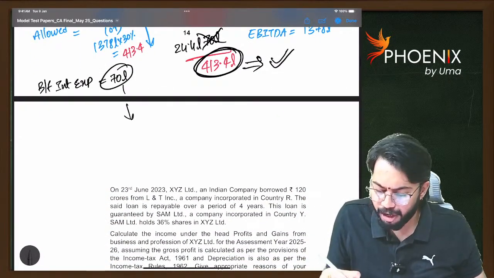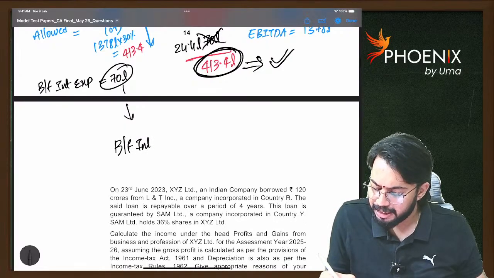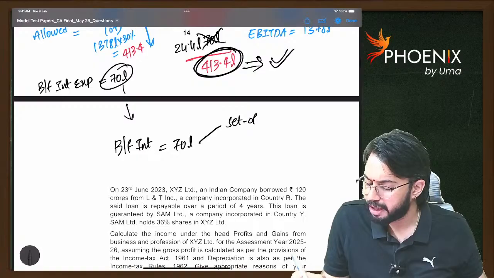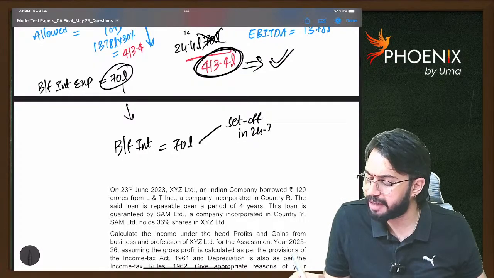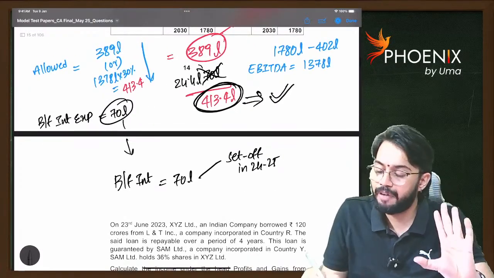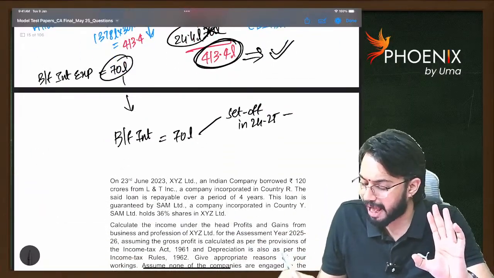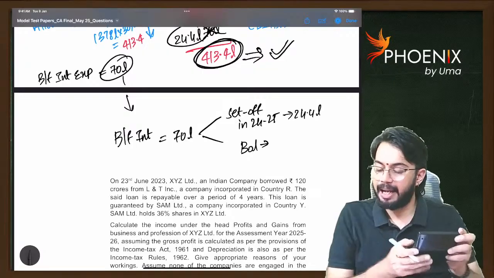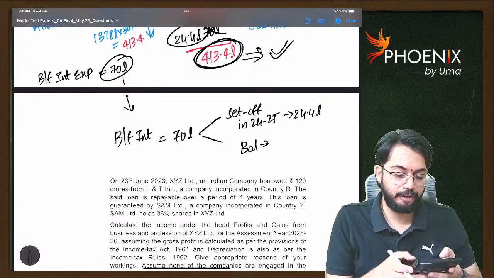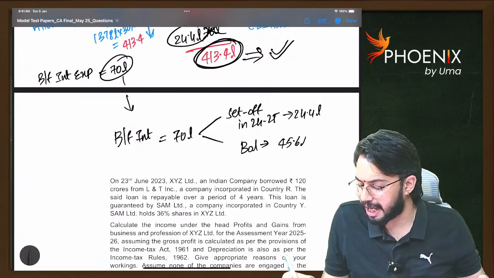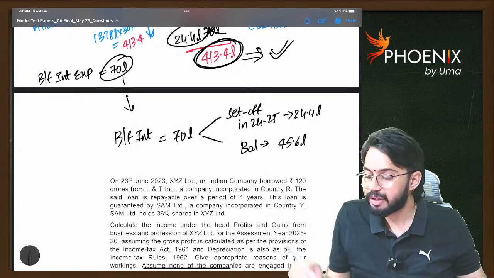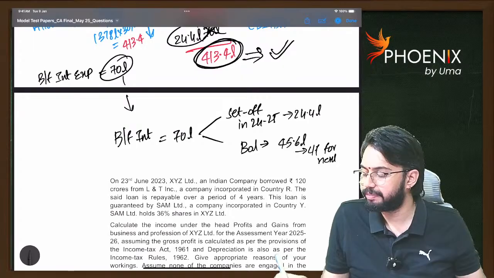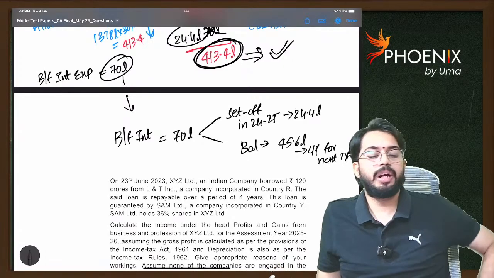How much is brought forward? Brought forward interest is 70 lakhs. Out of 70 lakhs, we have set off in 24-25. How much have we set off? Within the limit, we have set off 24.4 lakhs. How much is balance? 70 lakhs minus 24.4, 45.6 lakhs. That will be carried forward for the next 7 years. Okay, did you understand?